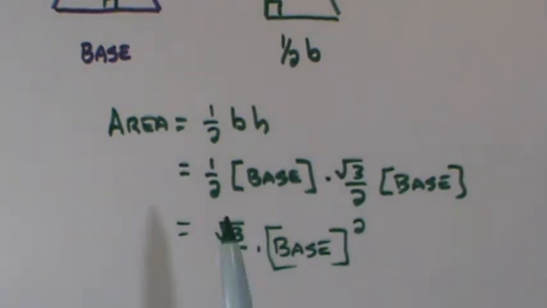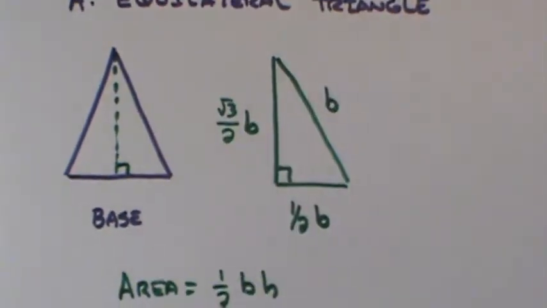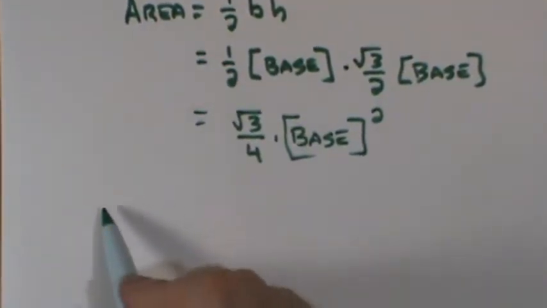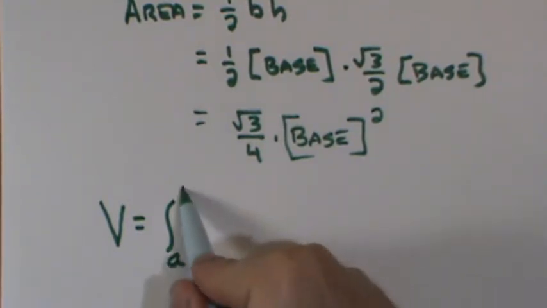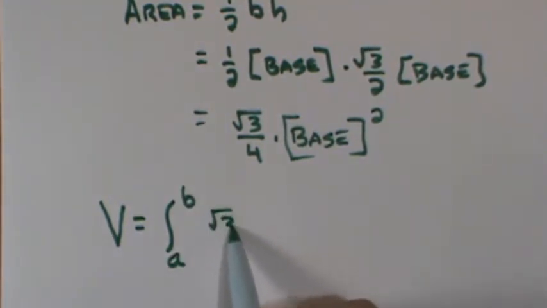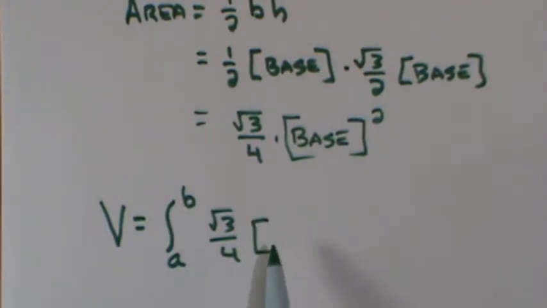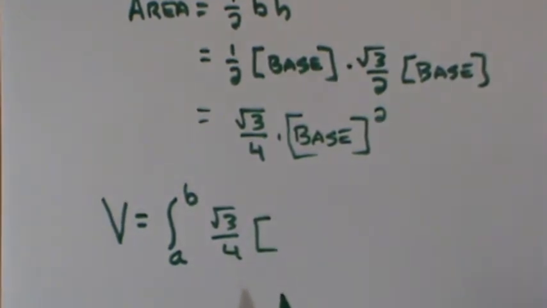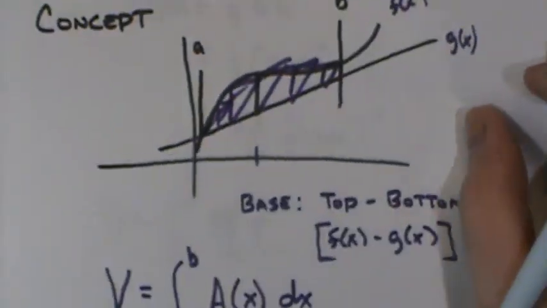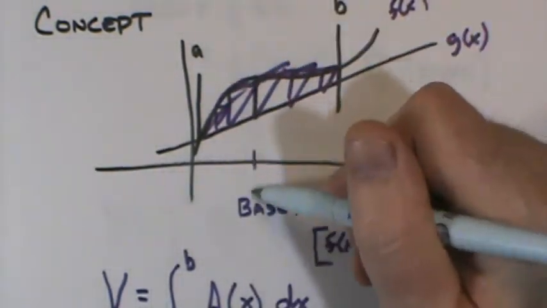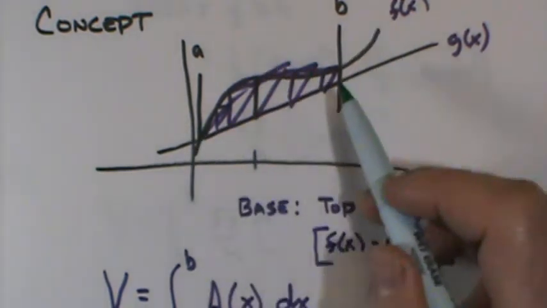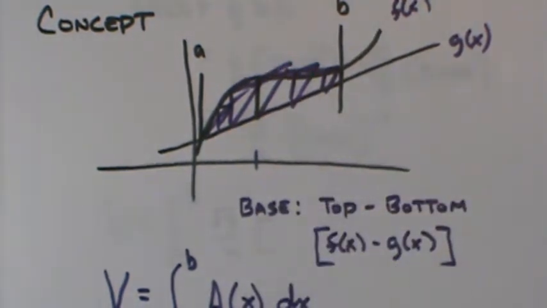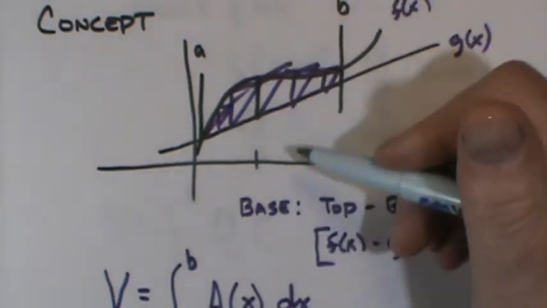Which means if you're going to do an equilateral triangle, your integration would simply be the volume equals the integral from A to B, radical 3 over 4, whatever that base is. Now from problem to problem that would change, but it's going to be calculated as if it's slicing the x-axis, top minus bottom. So, you know, your picture could change, but the concept doesn't. This formula never changes. And so it would be f of x minus g of x for slicing perpendicular to the x-axis.